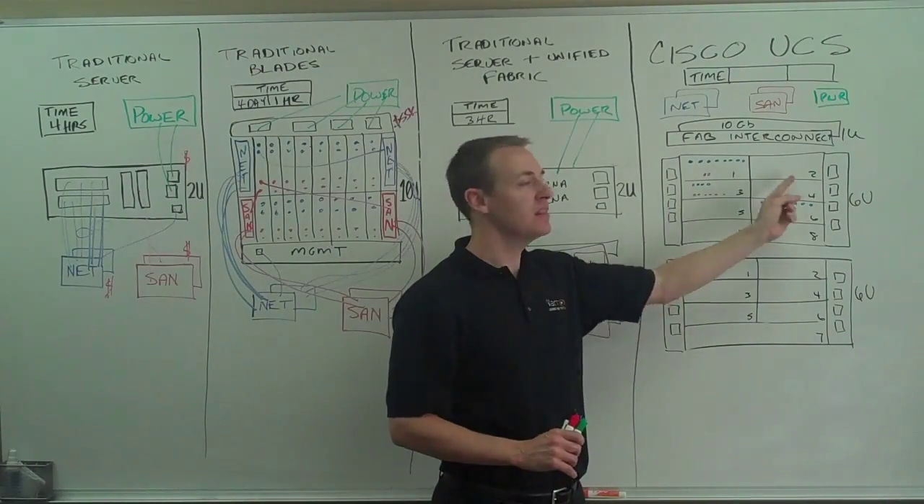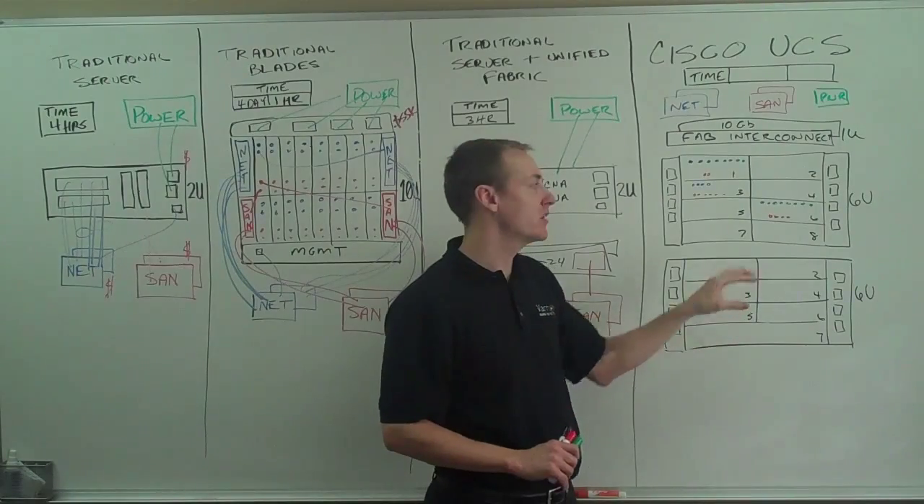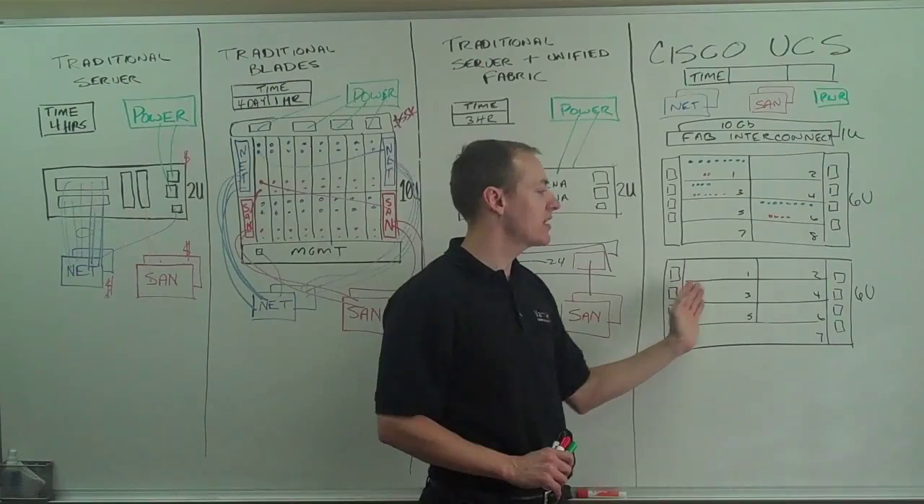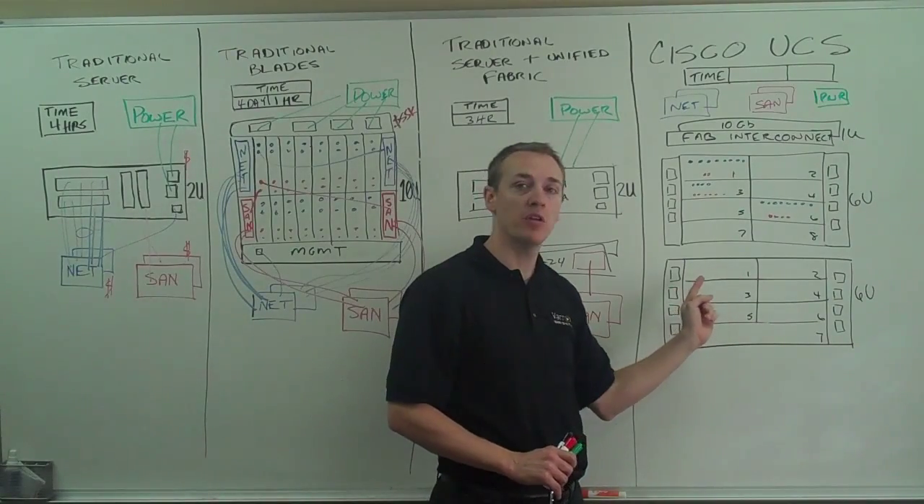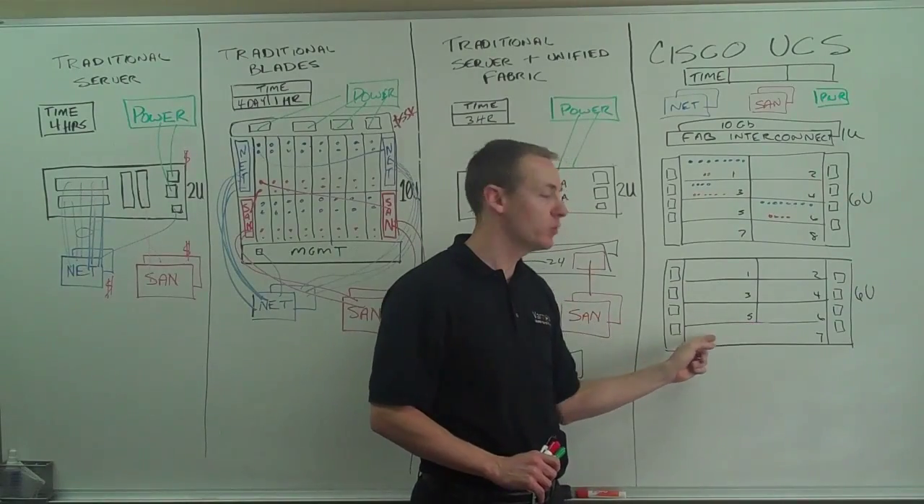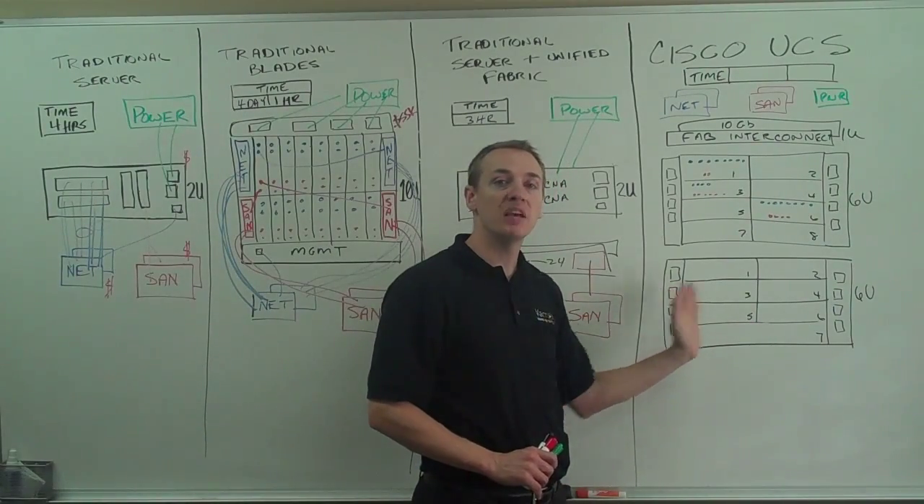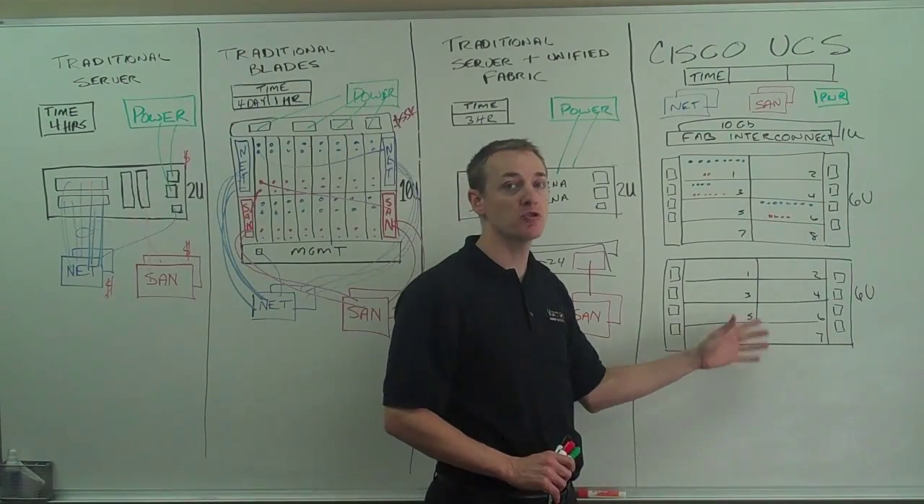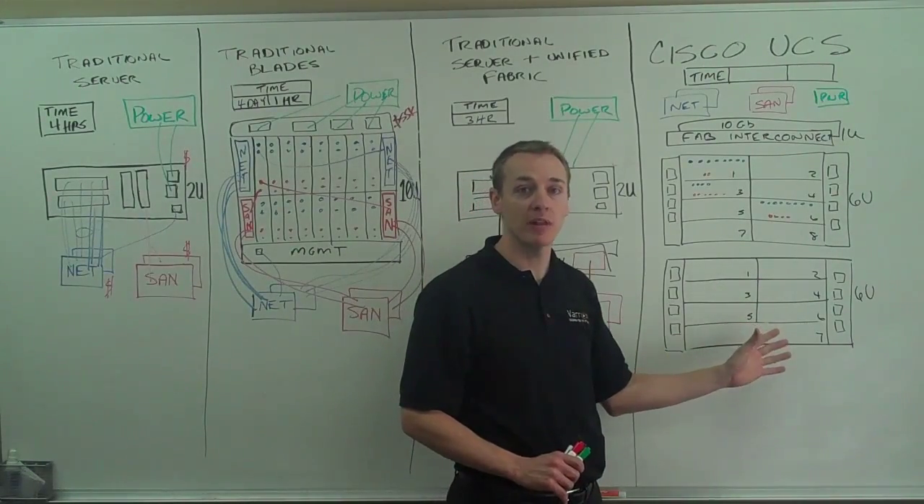And in these chassis I have some number of blades. In this chassis I have 8 blades, these are half-width blades. In this chassis I have 7 blades. I decided I'd put in 1, 2, 3, 4, 5, 6 half-width blades and 1 full-width blade. So you can mix and match half-width blades and full-width blades. The full-width blades give you extreme memory density that I'll get into later.